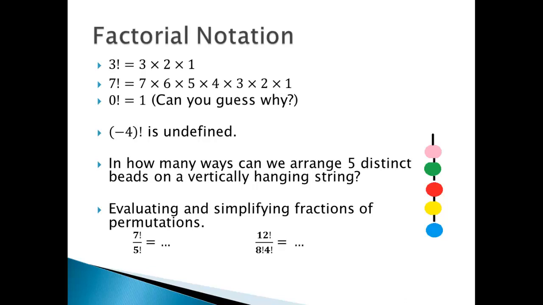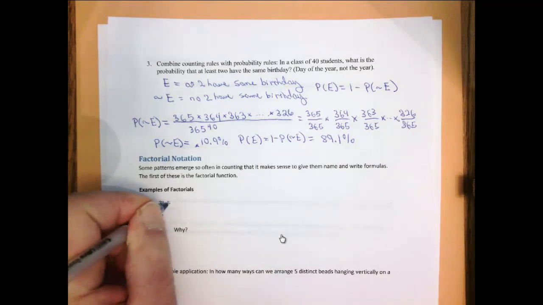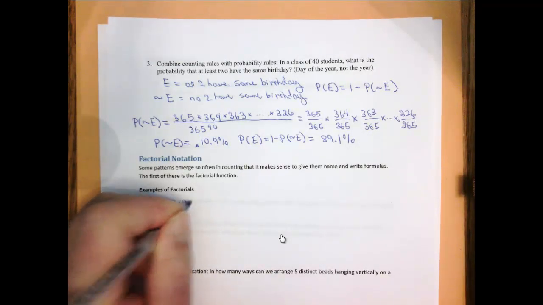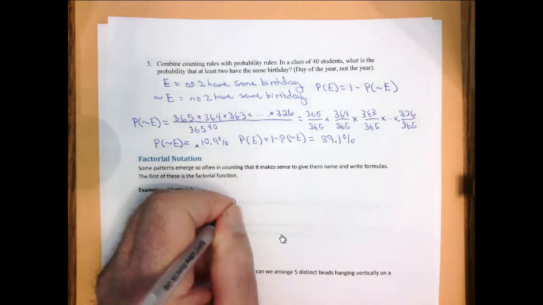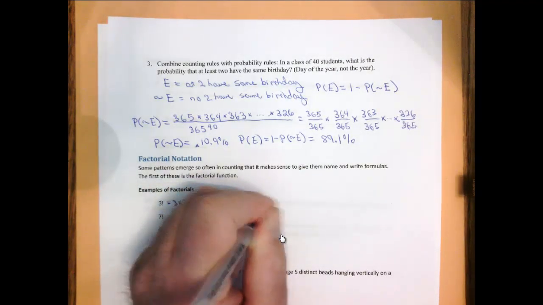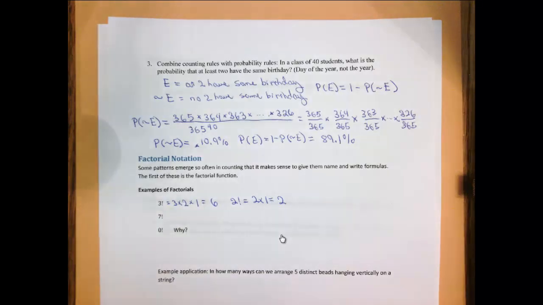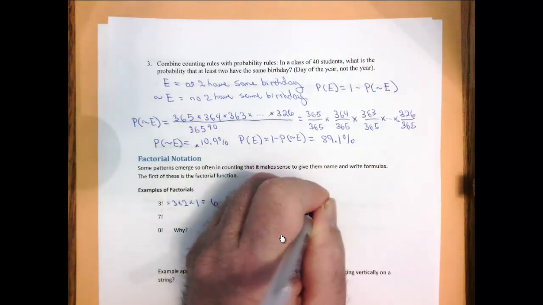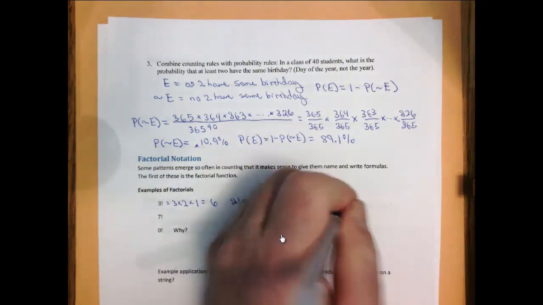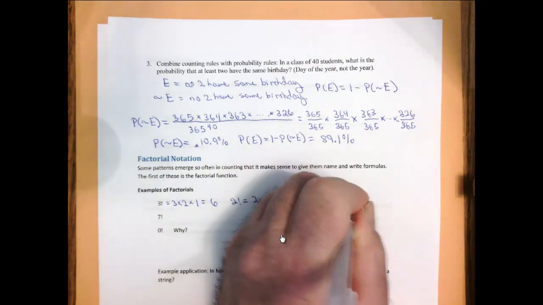It's defined to be 1 rather than 0. Let me show you why that is the case. 3 factorial is 3 times 2 times 1, which is 6. 2 factorial is 2 times 1, which is 2. 1 factorial is 1. And now, how would we define 0 factorial?